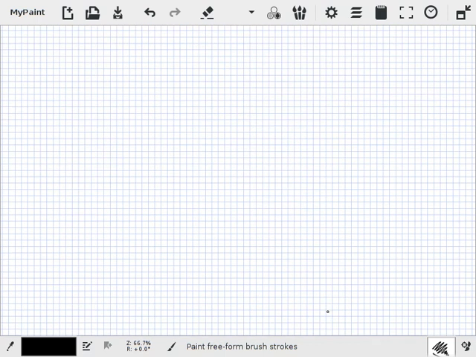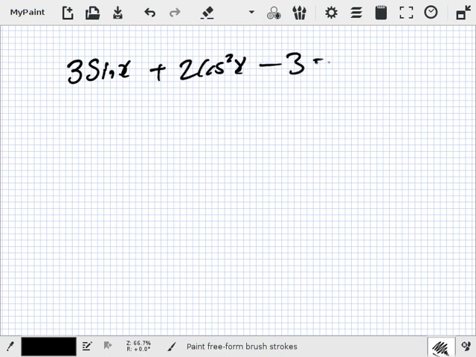So let's say we have something like 3 sine x plus 2 cos squared x minus 3 equals 0. And again, x is between 0 and 360. The problem with this equation is you have a mixture of sine and cos. So which one do we change here? There's actually only one of them we can change, the cos squared. We change it into 1 minus sine squared.